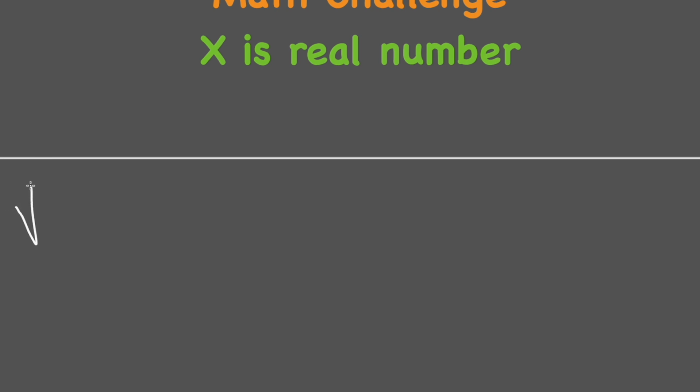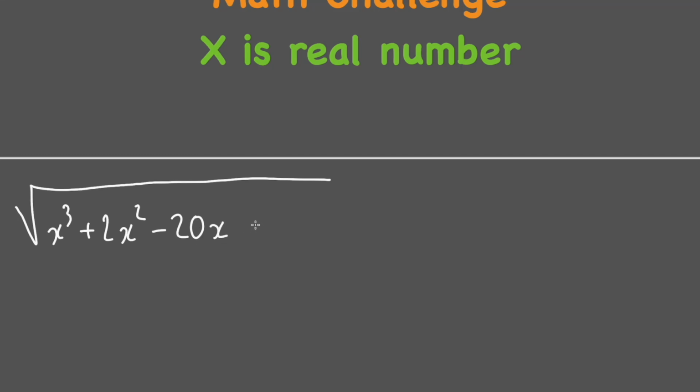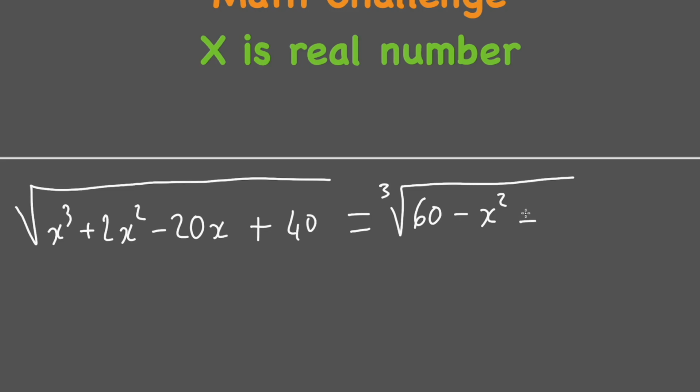We have the square root of x to the power 3 plus 2x squared minus 20x plus 40 equal to the cube root of 60 minus x squared plus 4x.